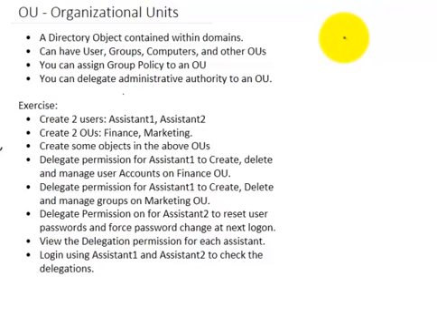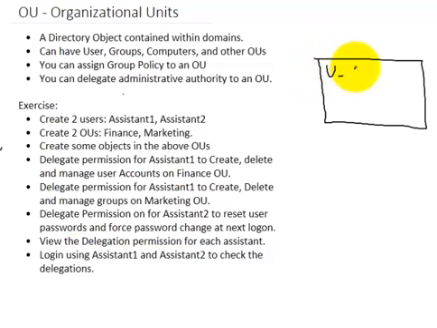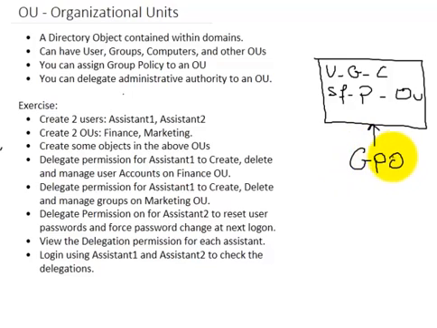OU, which stands for Organizational Units, are simply like a directory that has different objects. Objects could be users, groups, computers, shared folders, printers, and also other OUs can be located inside an OU. The difference between an OU and a container is that at the OU level we can link a GPO, a Group Policy Object. Also, I can assign or delegate a user to manage an OU.